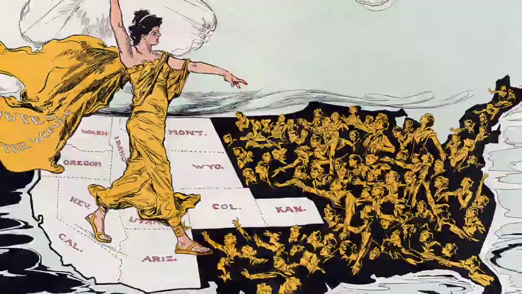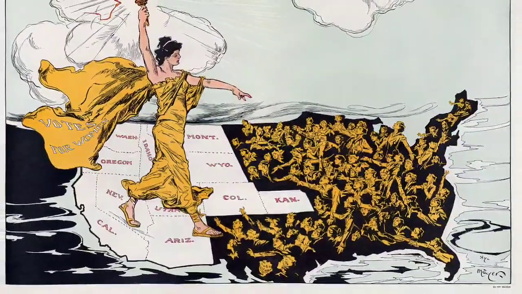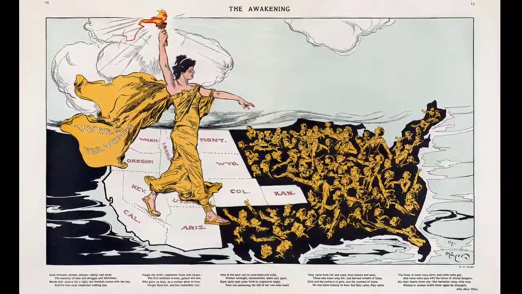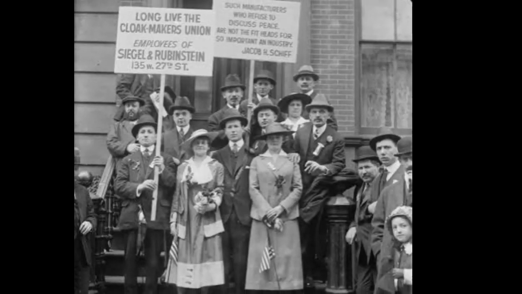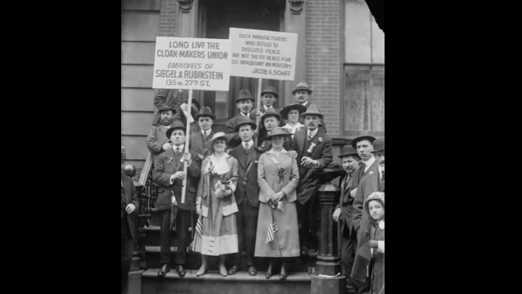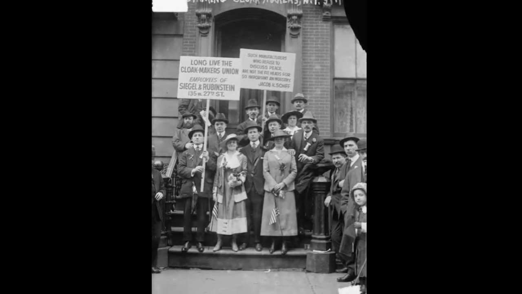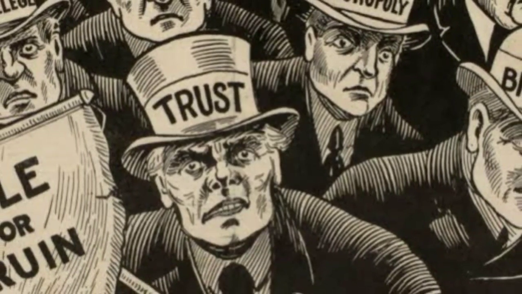The 19th Amendment, ratified in 1920, granted women the right to vote, marking a significant victory for the women's rights movement. 3. Economic reform. Antitrust legislation. Progressives sought to address the concentration of economic power and promote competition. The Sherman Antitrust Act of 1890 and the Clayton Antitrust Act of 1914 were significant pieces of legislation aimed at breaking up monopolies and regulating big businesses.